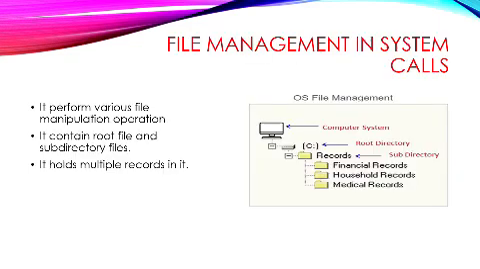Next, file management in system call. It performs various file management operations. Files are organized in a directory structure. Each file contains some record of data in it. So we have root file and subdirectory file. So a root file holds the values given in the subdirectory file, which is entirely stored in the computer system under the OS. So OS ensures the proper storage and retrieval of files. So OS only decides where the file is to be stored and how it's to be organized and accessed.